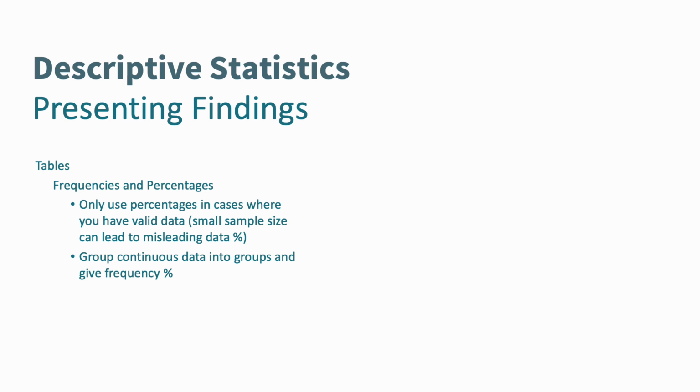You don't want a teeny tiny sample size. If you've got a sample size of 3 and you can say 60% didn't show up, that doesn't sound great. If you've got a sample size of 300 and 2 didn't show up, it sounds a lot better. You can group continuous data into groups and give a frequency percentage. Graph wise, you can do a bar chart, histogram, or line graph.